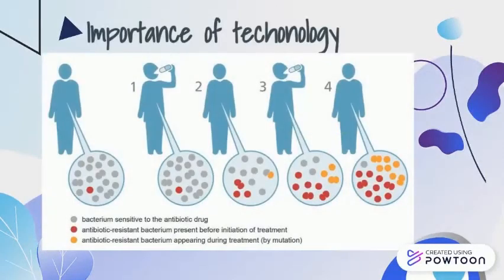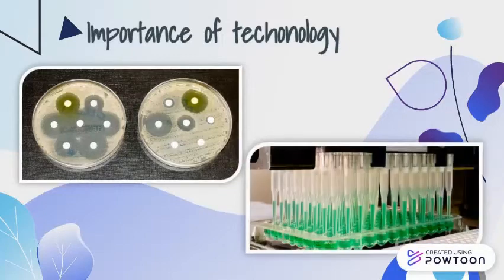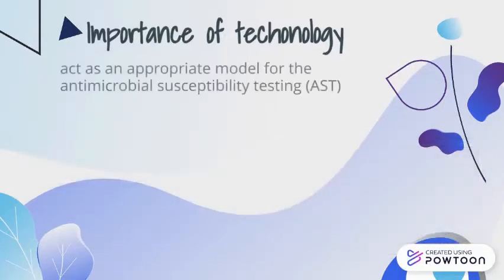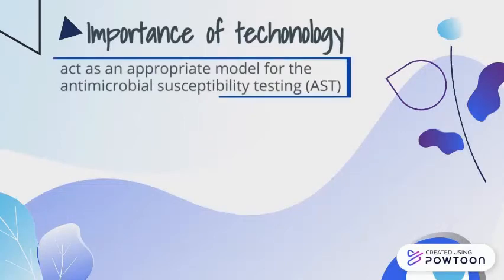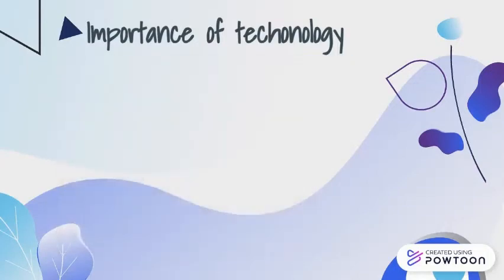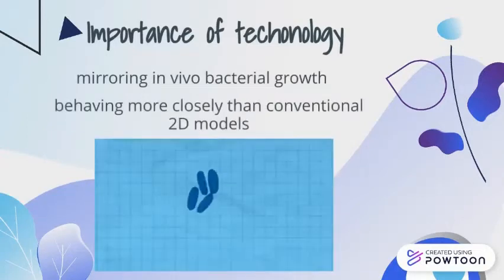The advent of 3D bioprinting bacterial biofilm plays a vital role in avoiding the crisis of post-antibiotic era. 3D bioprinting bacterial biofilm can be applied in antimicrobial resistance testing and screening of new drugs. For instance, this 3D bioprinting bacterial biofilm can act as an appropriate model for the antimicrobial susceptibility testing, as the bacterial biofilm can closely resemble in vivo biofilm formation, which is by mirroring in vivo bacterial growth and behaving more closely than conventional 2D models.